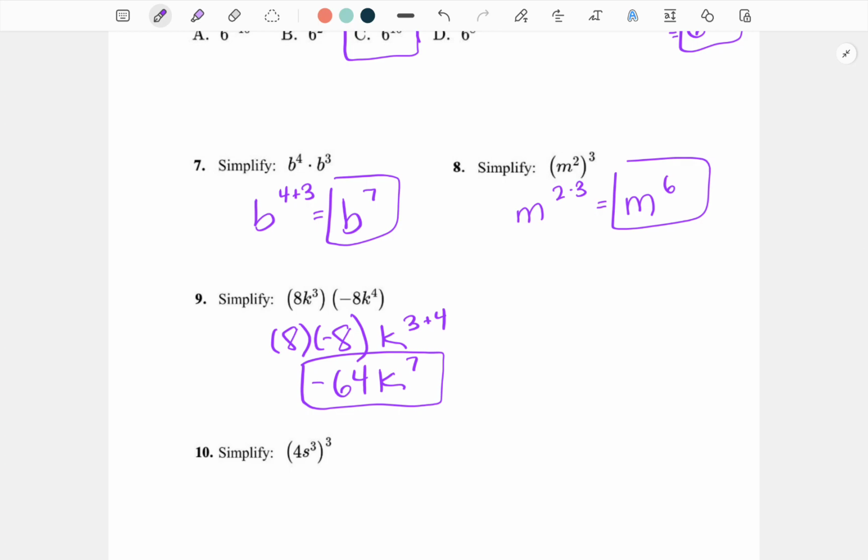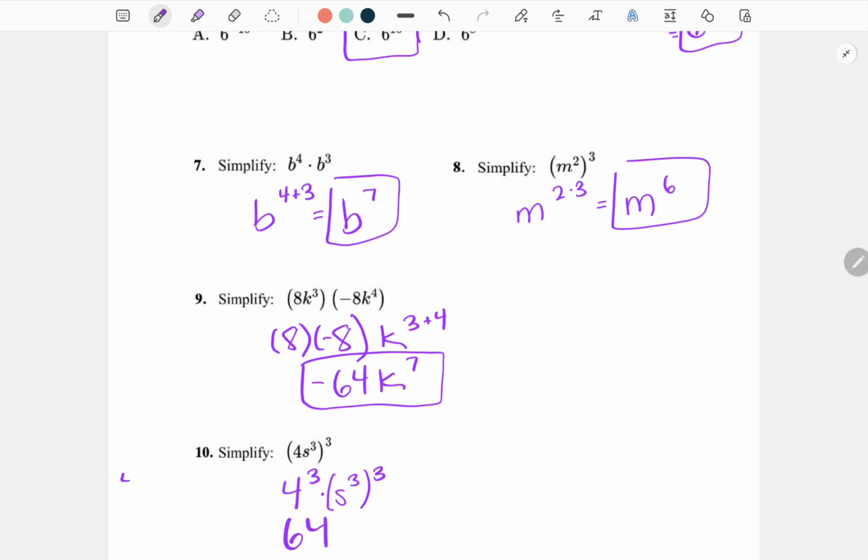And now finally I have a power to a power. So I'm going to say 4 to the 3rd times, or sorry, this is actually a power of a product, which means I'm going to break it up into 4 to the 3rd and then s to the 3rd to the 3rd. So I've just broken up what's inside, and both of them are to the power of 3. And now 4 to the 3rd power is 4 times 4, which is 16, times 4 again, which is 64.